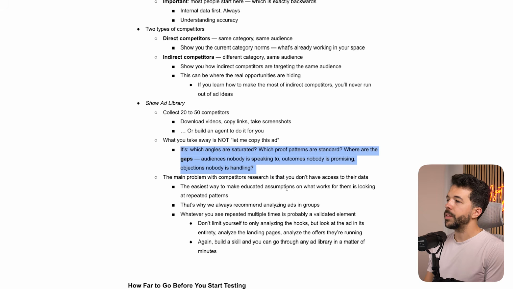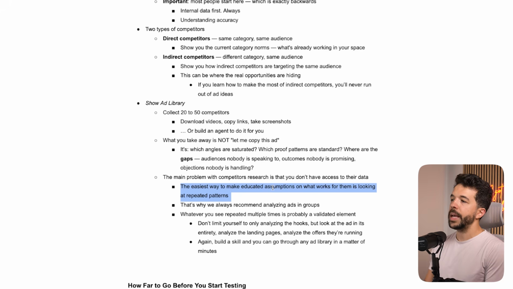The main problem with competitor research is that you don't have access to their data. The easiest way to make an educated guess on what works for them is looking at repeated patterns.